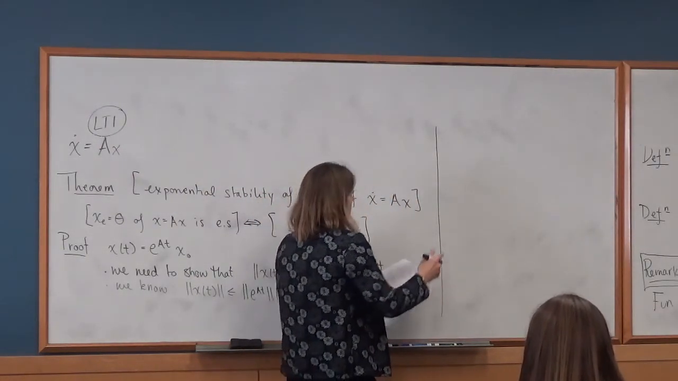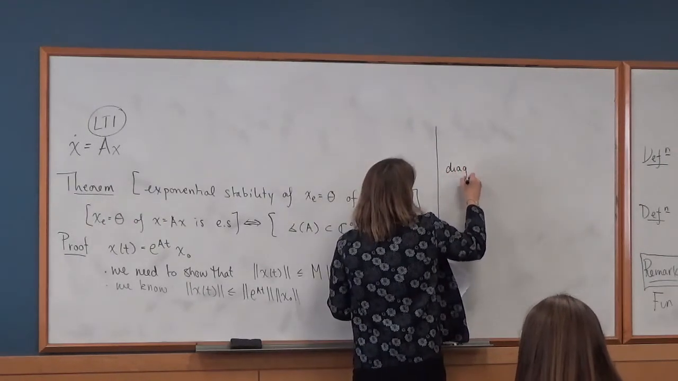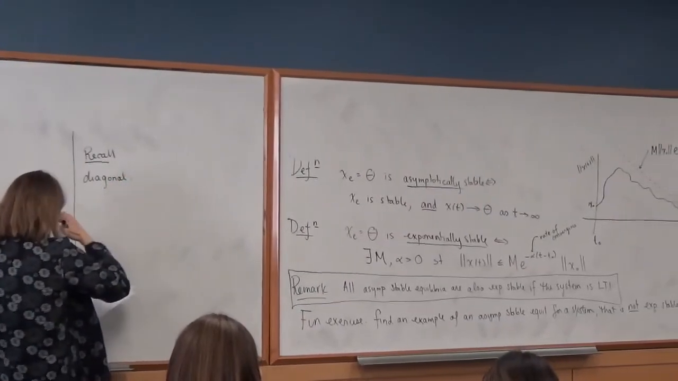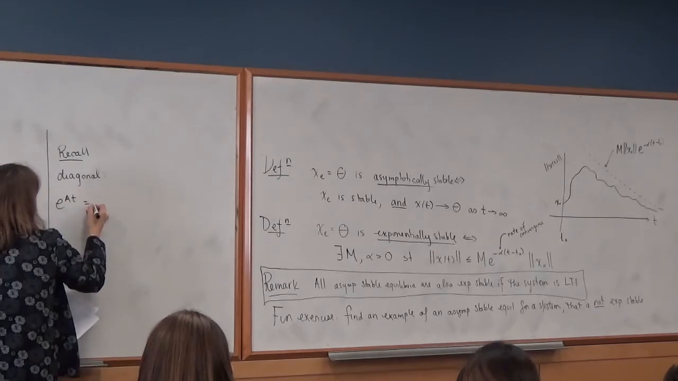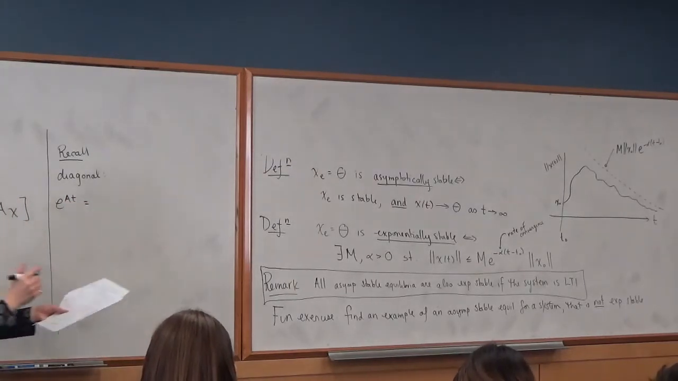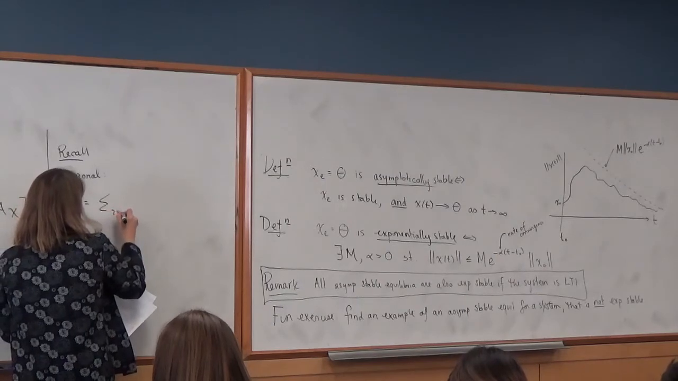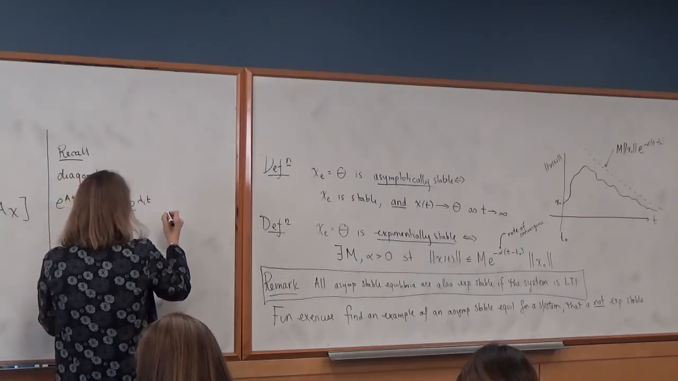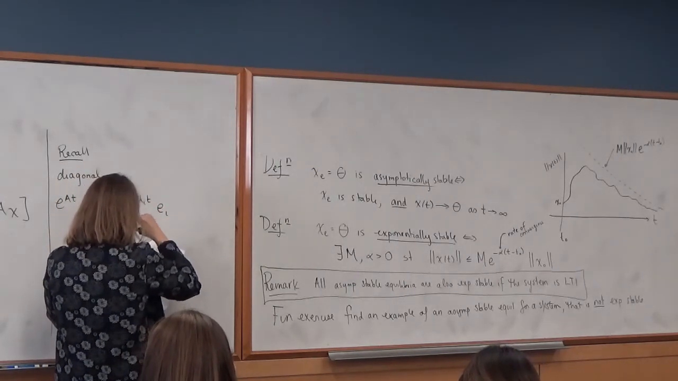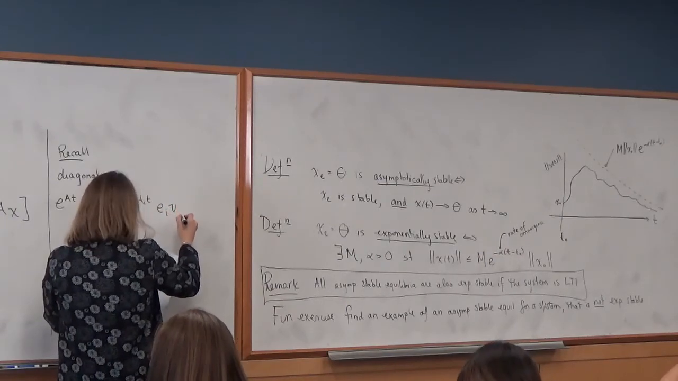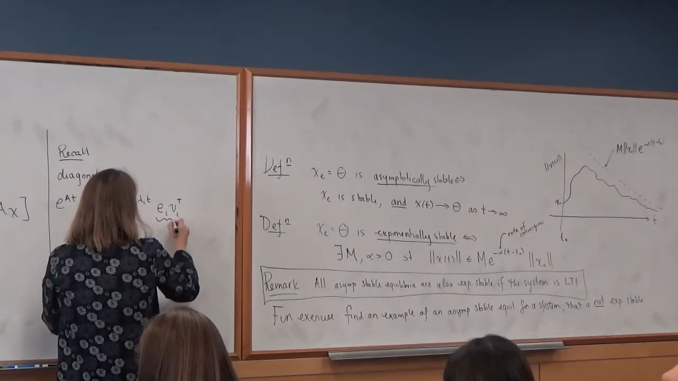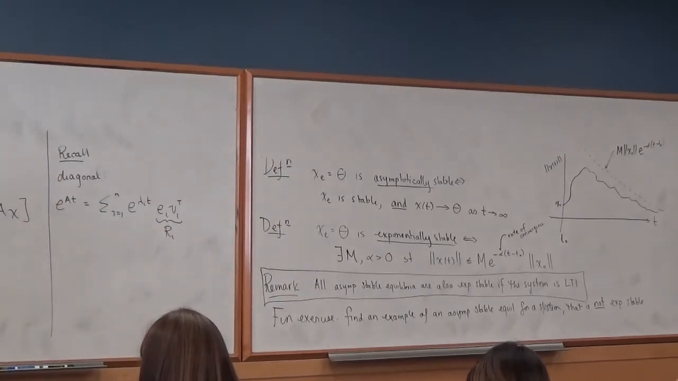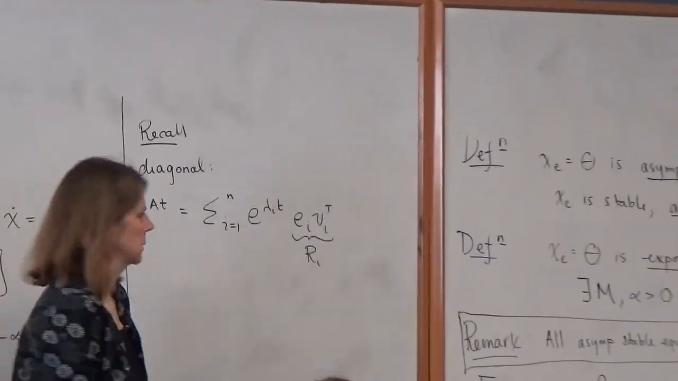So if I've got the diagonal case, so we're just going to recall the diagonal case. So we know then that e to the At is equal to, let's just write it in terms of the dyadic form, summation from i equals 1 to n of e to the lambda i t times this rank 1 matrix, which is formed from the left and right eigenvectors, v_i w_i transpose. So this was what we called R_i, a rank 1 matrix. And it's a constant, right? It's a matrix whose elements are constant.